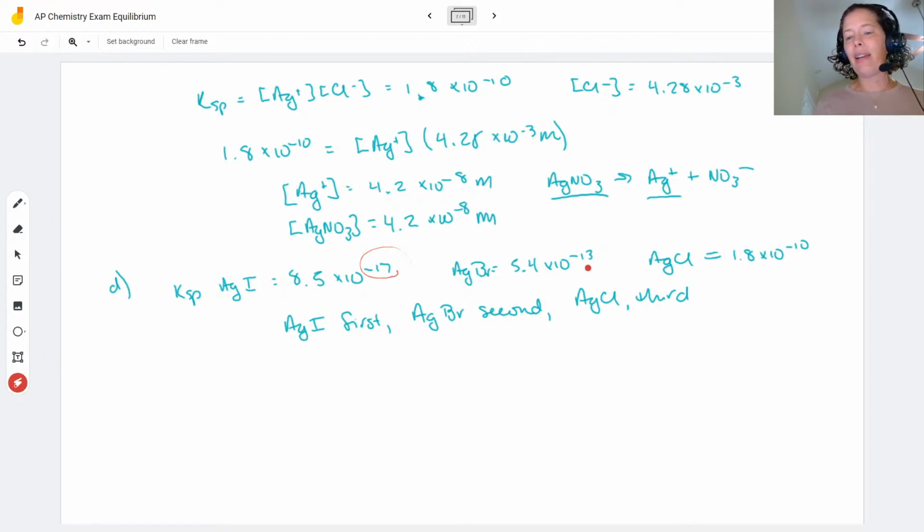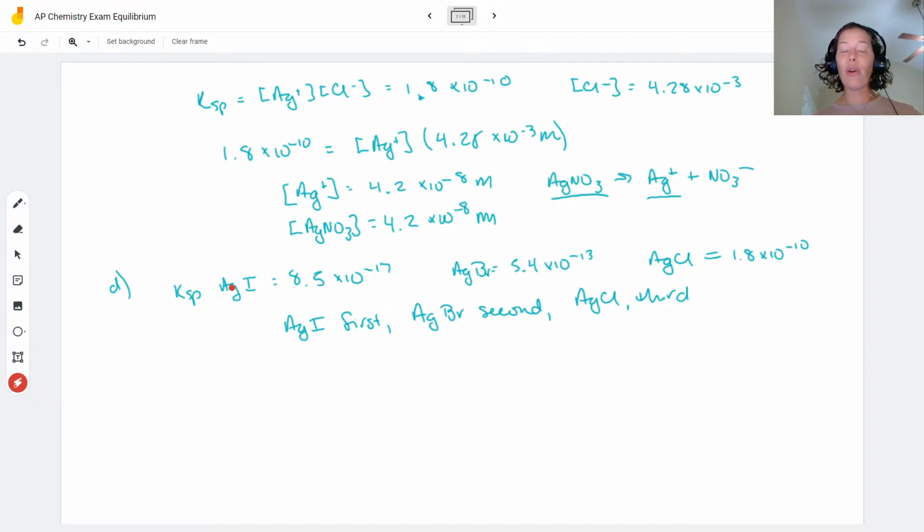Again, we got 10 to the negative 17th, then 10 to the negative 13th, and then 10 to the negative 10th. So I am just straight up looking at the KSP values, and the smaller the KSP values, the more insoluble the salt, which means the less, in this particular case, the less silver you need for a precipitate to form. So yeah, KSP is a measure of the solubility for salts.